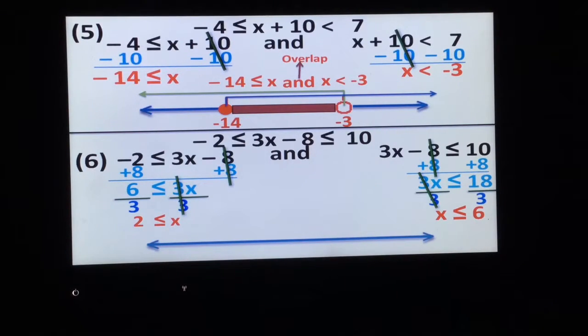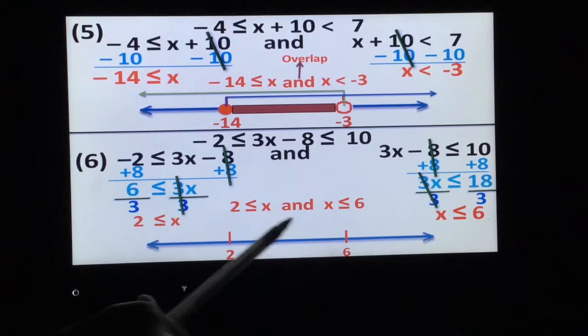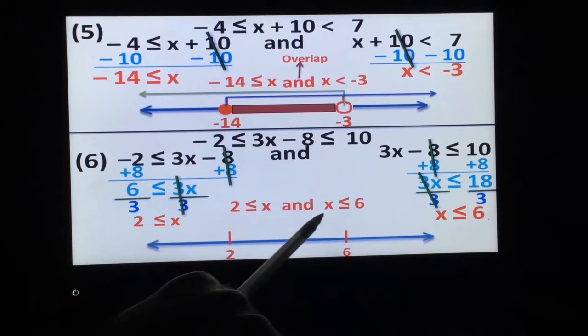So the actual answer is going to be 2 is less than or equal to x, and x is less than or equal to 6. So now we can go ahead and graph this. When you graph this, we're going to first put the 2 and the 6 on the number line. These are both or equal to bars, so they're both going to be closed circles.